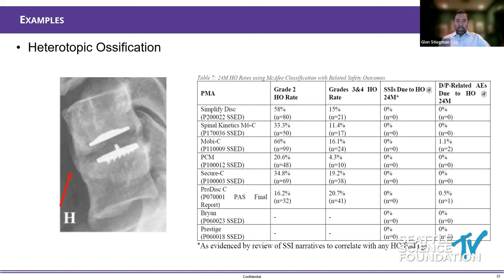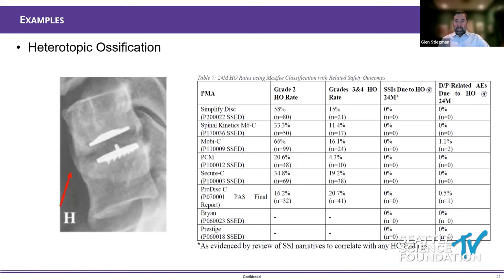These are the HO rates of the last seven or eight PMAs. And you can see grade 2 and grade 3 and 4, those percentages aren't anything to sneeze at. I mean, those are significant. You can see how they translate into any clinical findings. Those are a lot of zeros. And there's one here, M6-C, that was a device and procedure related AE based on the HO.